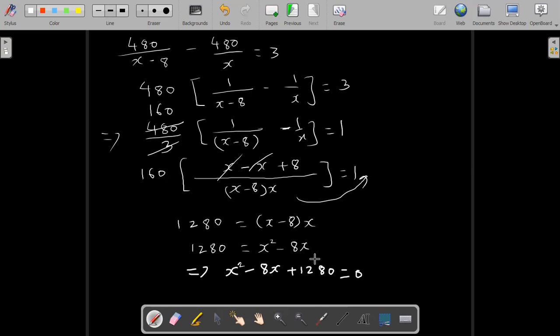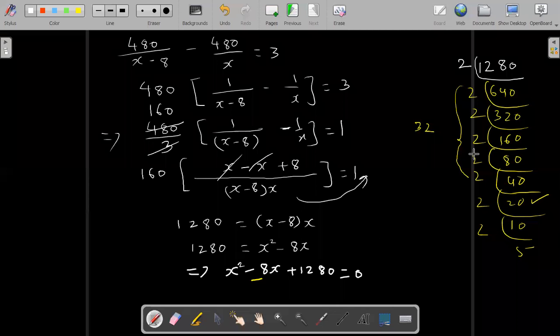The speed of the train will satisfy this equation. Okay, here we get 32 into 40, which will give you 8. But 8 is negative, so of 40 and 32 we will take the bigger number, 40. 40 will be the bigger number. So we will write x square minus 40x plus 32. 40 minus 32 will be minus 8, minus 1280 is equal to 0.